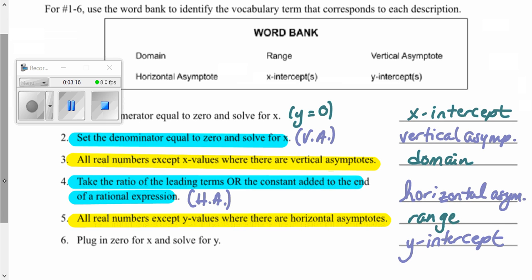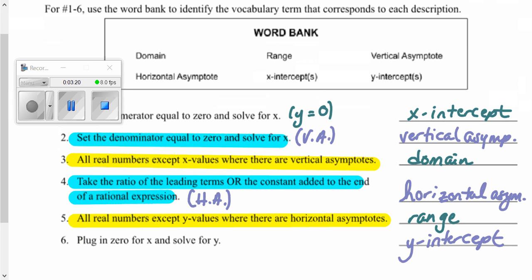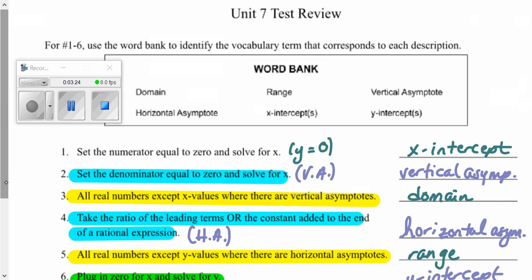My x-intercepts and y-intercepts you could think of as being a partnership as well. If I plug in 0 for x and find y, that's a y-intercept. And if I plug in 0 for y, that might be equivalent to setting the numerator equal to 0 and solving for x. The way I like to explain it, because I like things that are kind of short and simple, is to think of making a T-chart.